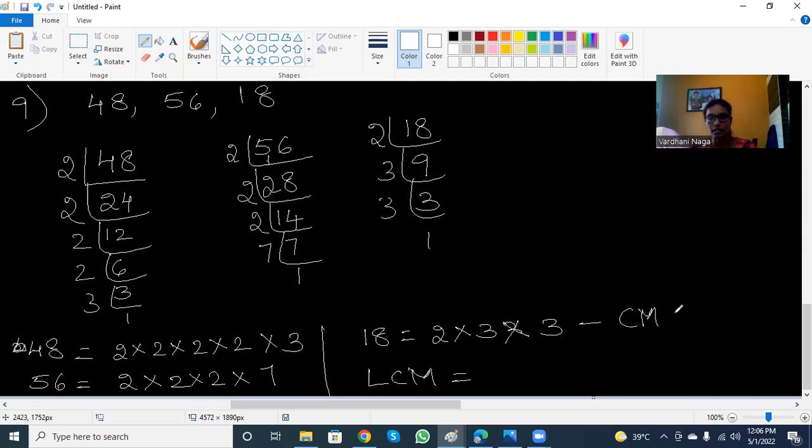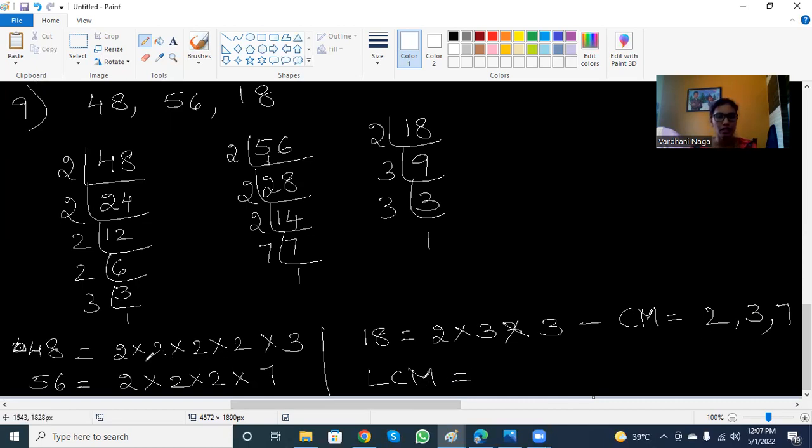Common ones are here, 2. 2 is repeated in all three numbers. Then 3 is a common one. 2 times it is repeated, no? And then 7, 7 is also there. So the maximum number of times each is repeated will become the LCM.